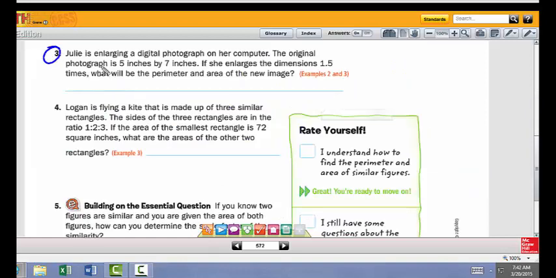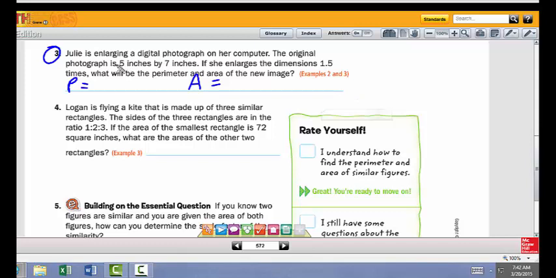Problem number 3. Julie is enlarging a digital photograph on her computer. The original photograph is 5 by 7. If she enlarges the dimensions 1.5 times, what will the perimeter and area be of the new image? So we're going to do both perimeter equals and area equals. We're going to do them both.